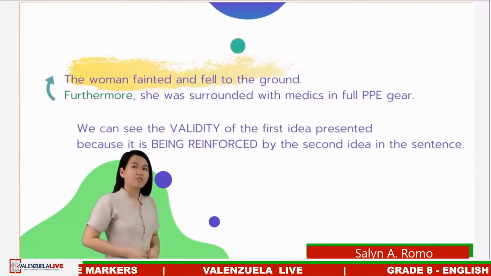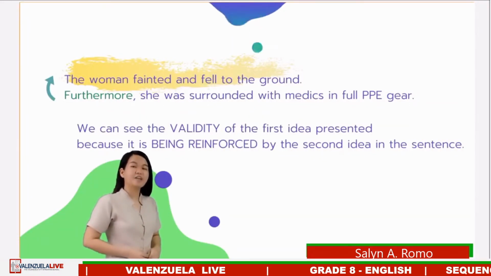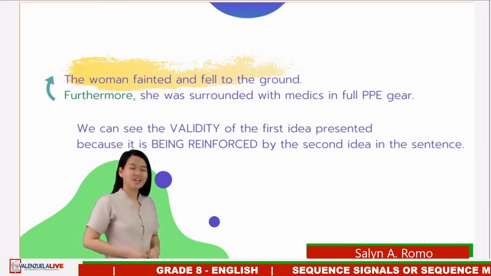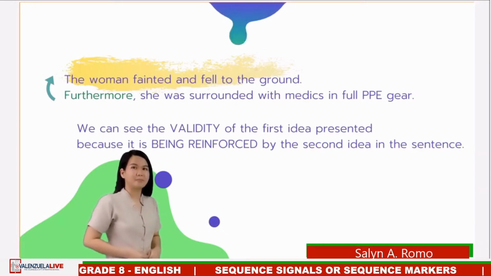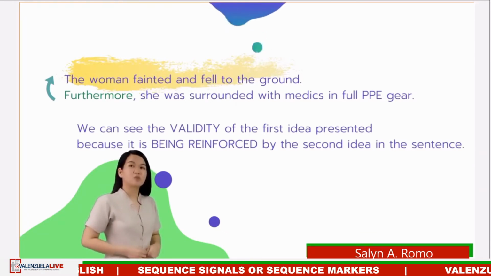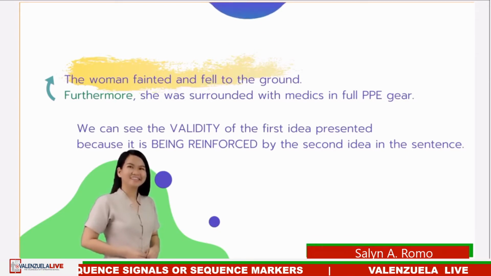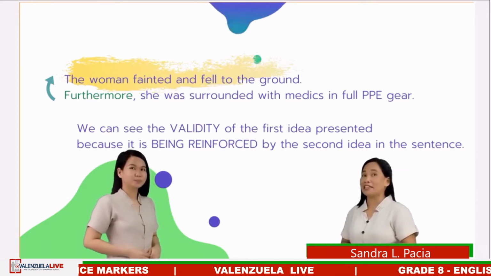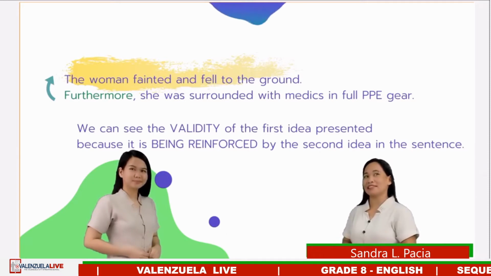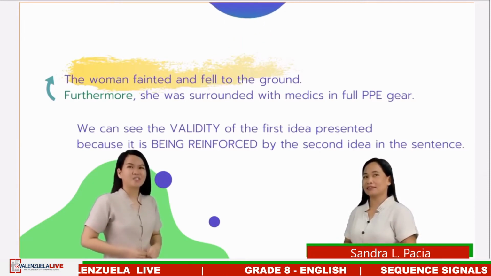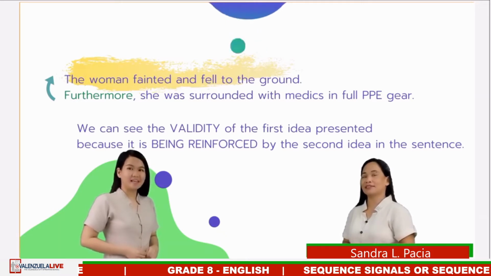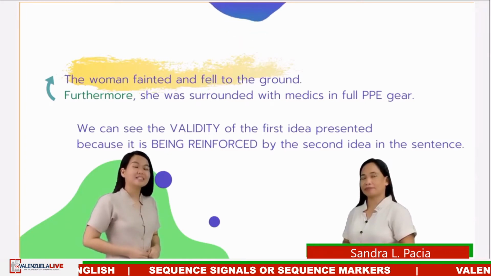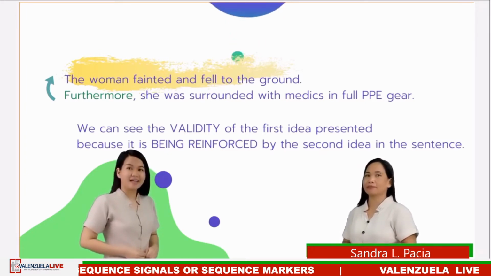In this sentence, the first idea is the woman fainted and fell to the ground. Then, what happened after that? She was surrounded with medics in full PPE gear. The second sentence supports the first sentence or idea. You mean the second idea strengthens the first idea in a sentence? Yes, ma'am. That's why, in this sentence, we can see the validity of the first idea presented because it is being reinforced by the second idea in the sentence.